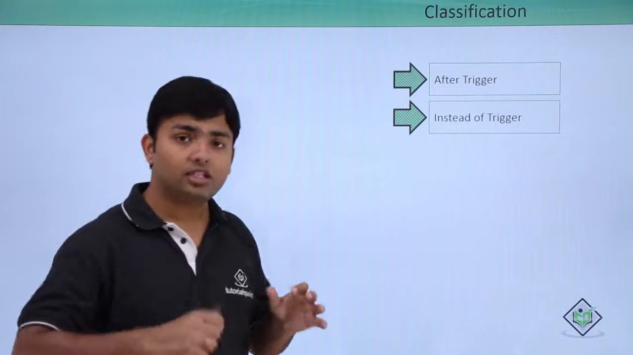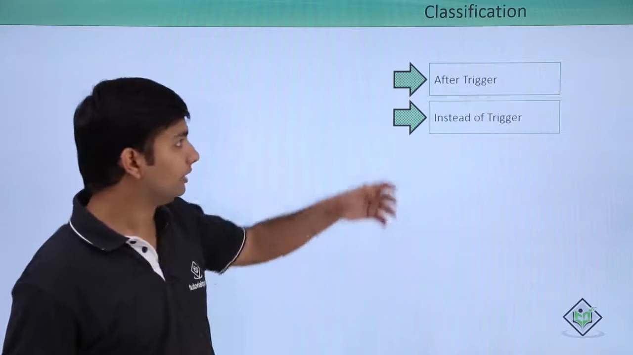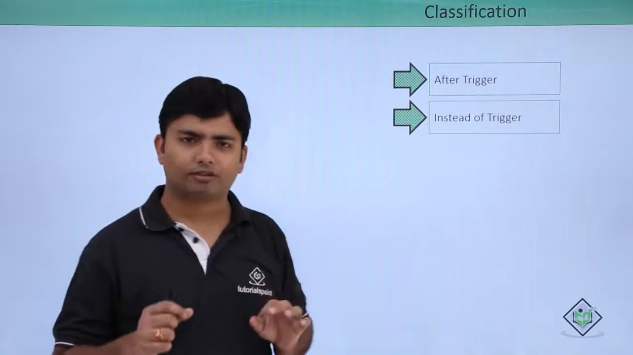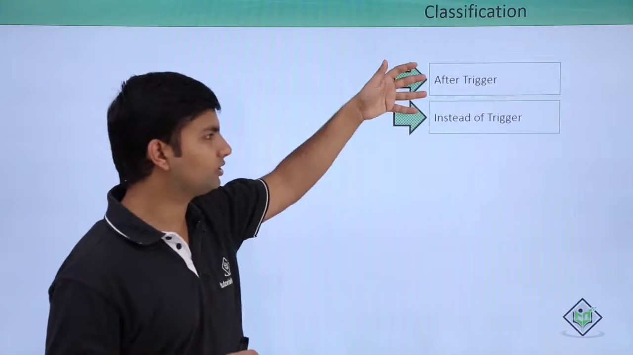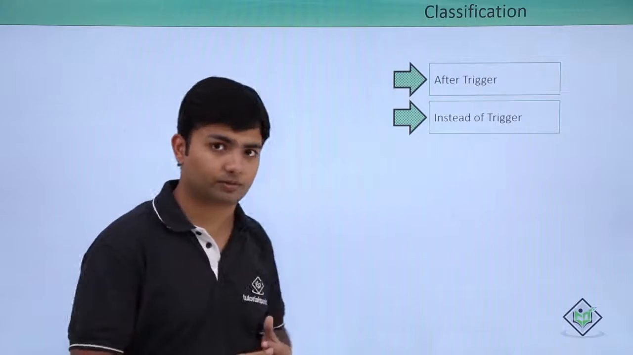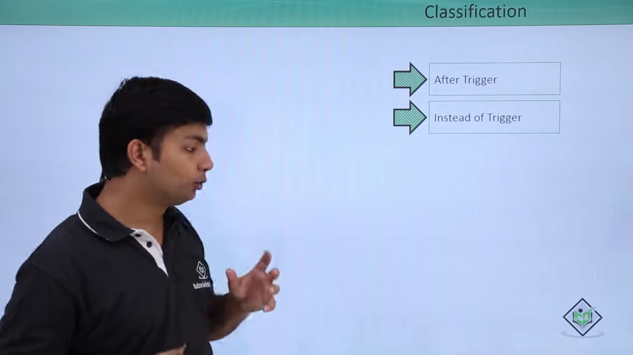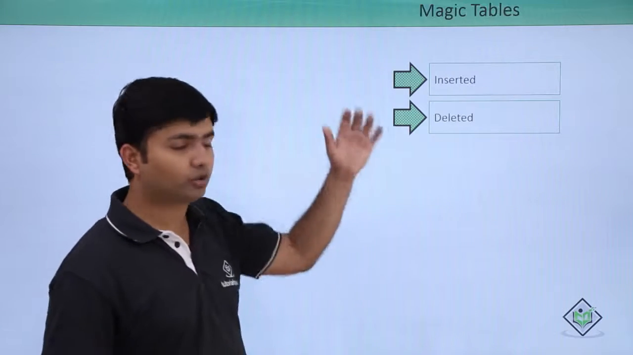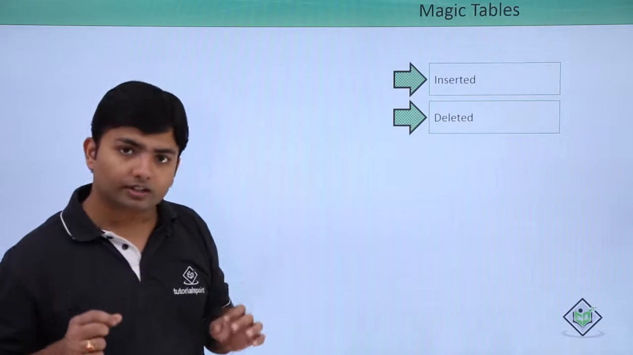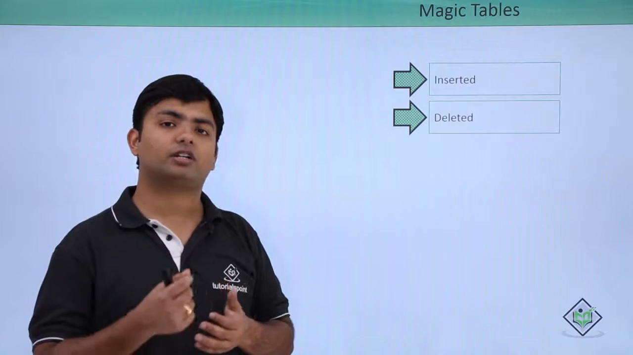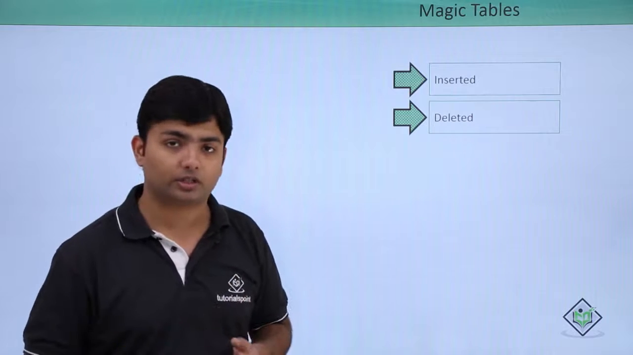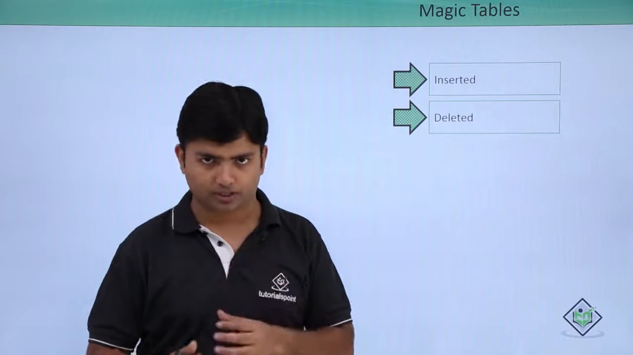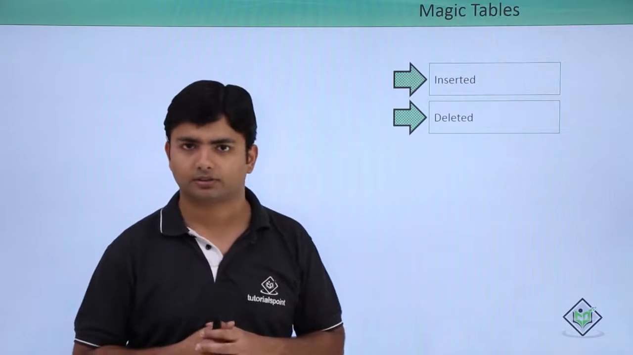In DML, we get two flavors, the AFTER trigger and the INSTEAD OF trigger. We will give a deeper discussion to both of these types of triggers during implementation. But before going to the implementation, let's understand one more very important part, that is the magic tables. In SQL Server, whenever a DML trigger gets executed, these two magic tables are created automatically. That's why we call them magic tables.